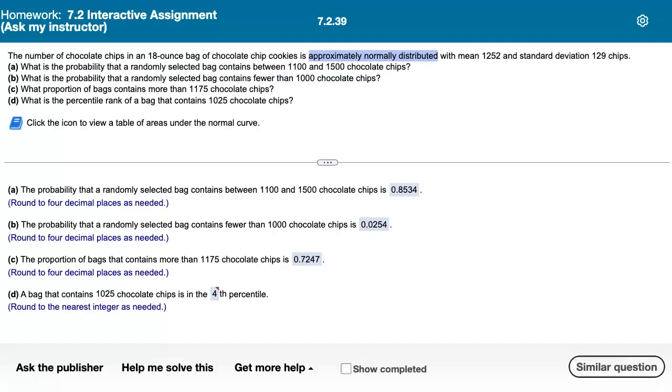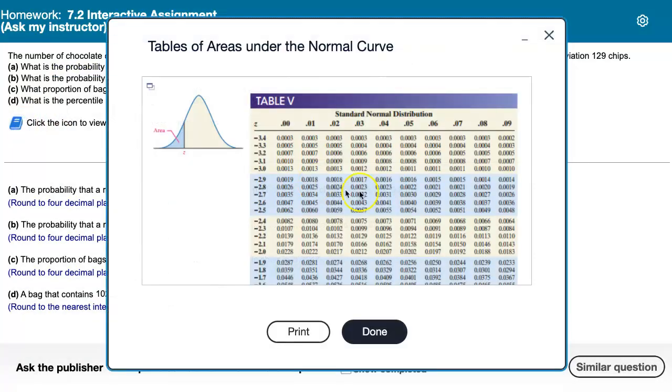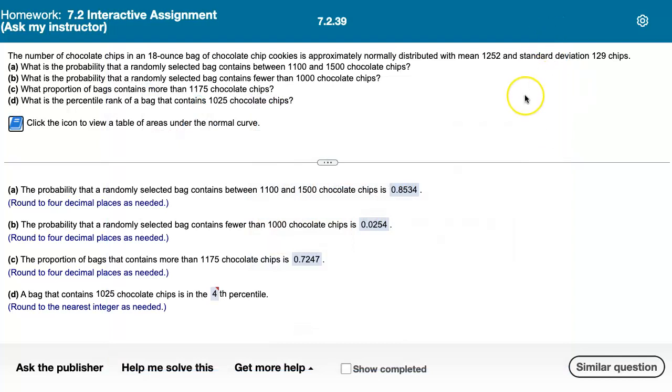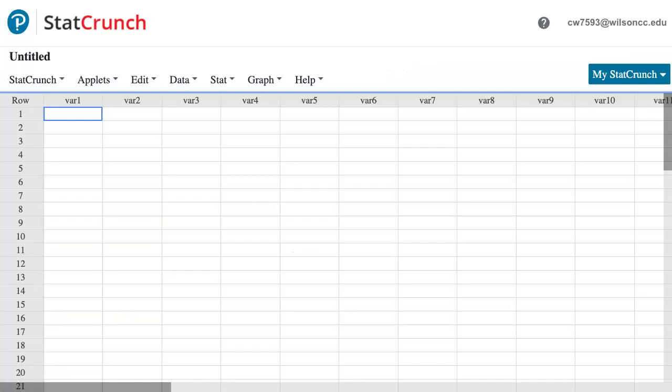Going back to the problem, you are given this table of values under the normal curve, but honestly at this point you've seen some technology being used as well. So any place that you can, I highly encourage you to use the technology to continue this problem instead of that table of values. So let's look at some technology. We're going to go to StatCrunch.